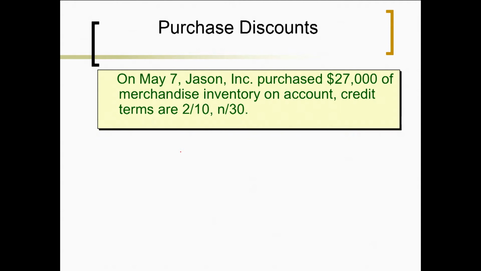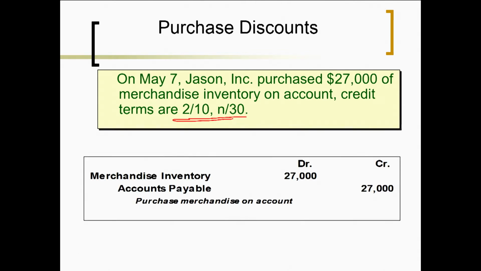Okay, on May 7th, Jason Inc., that's us, purchased $27,000 of merchandise on account. The credit terms are 2/10 net 30. So our journal entry that we make on May 7th is right there. Now, we debit merchandise inventory for $27,000. We credit accounts payable for $27,000. The terms credit-wise are 2/10 net 30. So we owe the full amount in 30 days. However, if we pay within 10 days, we can knock off 2% of what we owe.